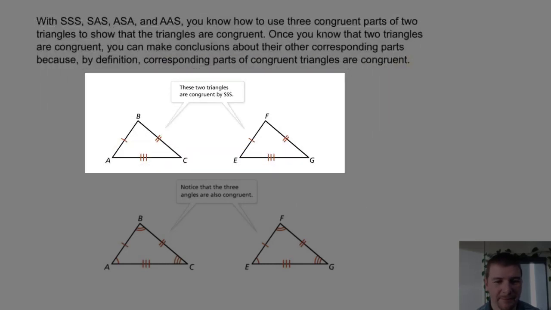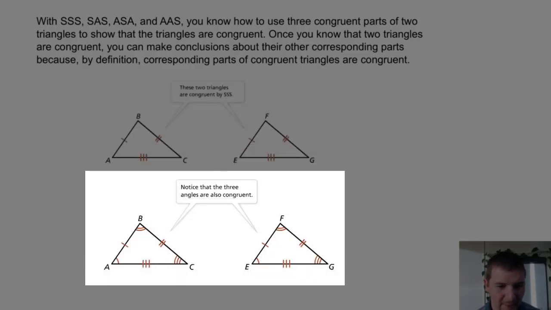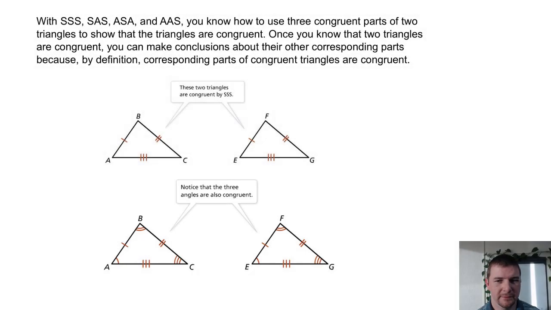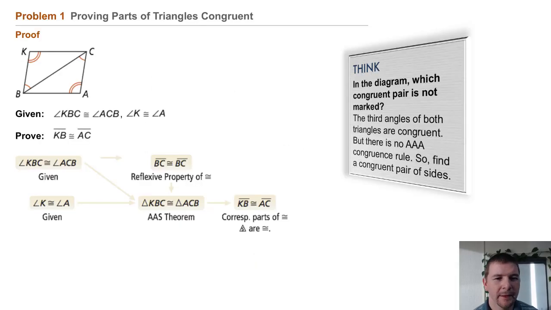So considering the top pair, these two triangles are congruent by side-side-side. So notice, down below, that the three angles are also congruent. Leading us to problem one, proving parts of triangles congruent.